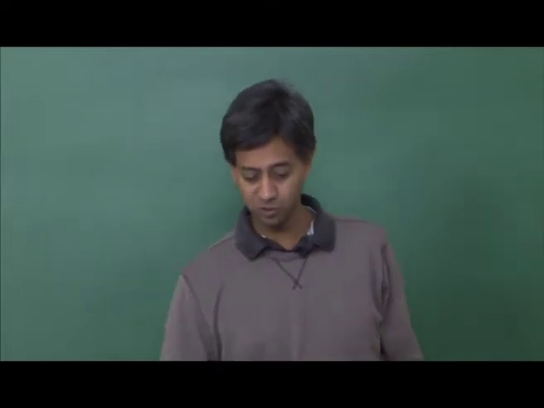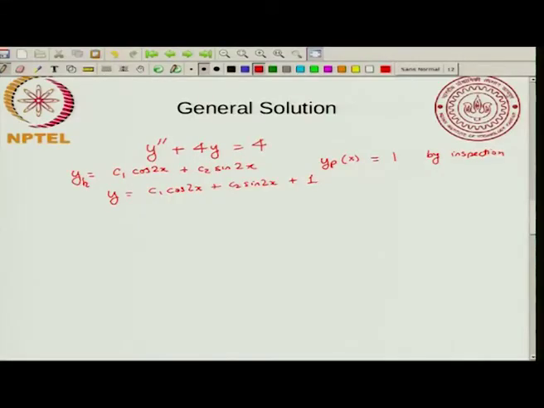Okay, now how do you choose? In this case we just saw and decided what yp was. So how do you choose yp in general? Now the idea here is that you try based on c of x, which is the right hand side of the non-homogeneous equation.